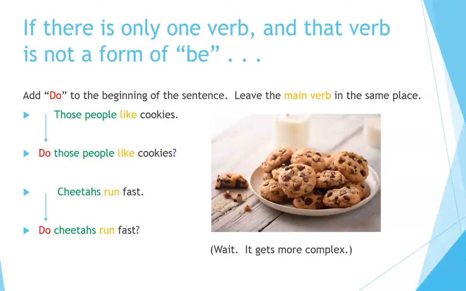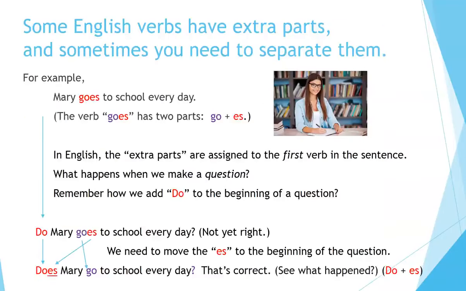Wait, it gets more complex than that. Some English verbs have extra parts, and sometimes you need to separate those parts. For example, Mary goes to school every day. The verb goes has two parts, go plus es. In English, the extra parts are assigned to the first verb in the sentence. So in the sentence, Mary goes to school every day, the only verb is goes. So that's where the es is. It's part of the first verb.